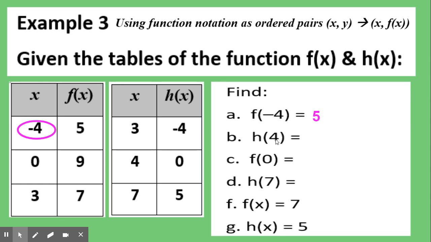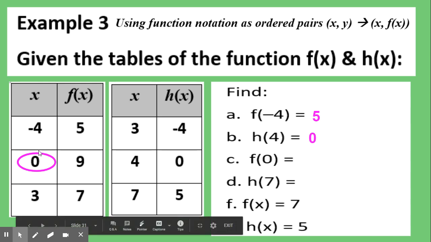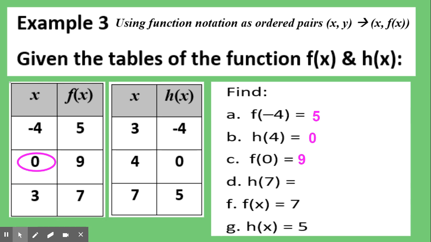When I have h of 4, so when my x value is 4, I have 0 as my y. Okay, just keep on moving along. So f of 0, x equals 0. When you find it on your table, when x equals 0, what is my y value? My y value is 9. Again, just looking at the ordered pairs.